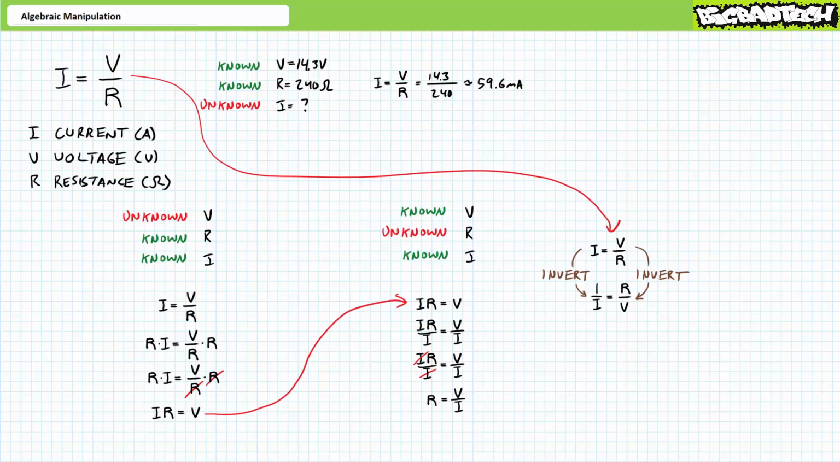What's the opposite of division? Multiplication. Multiply both sides by V. V cancels out on the right, and we're left with the identical permutation of Ohm's law, which states R equals V over I. One can substitute in known values for V and I and determine unknown property R.